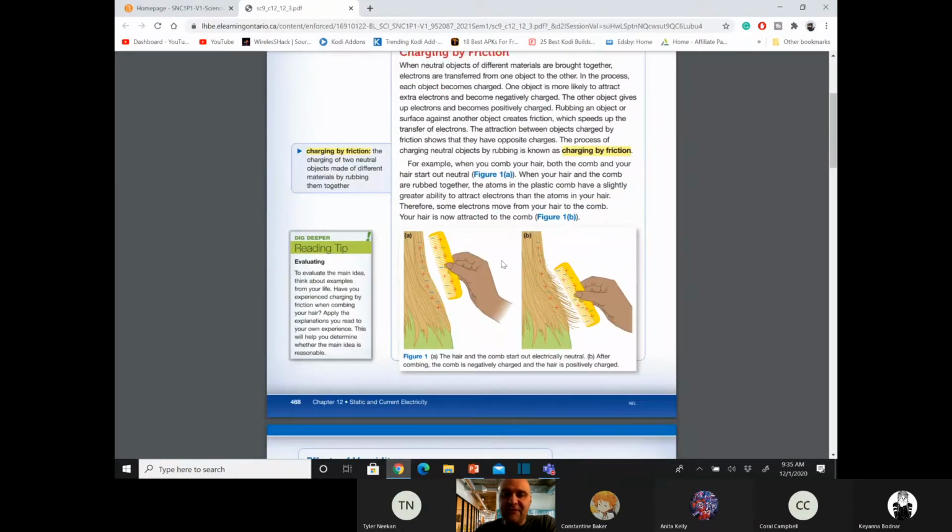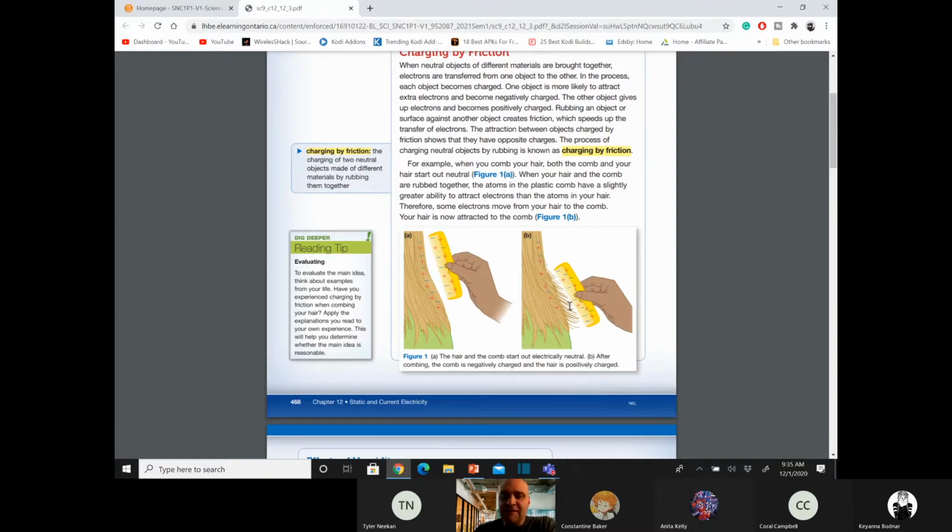The figure one's a good example here. So the hair is neutral and the comb is neutral. And when you start to comb them, the electrons are transferred to the comb. So you can see the comb becomes negatively charged and the hair becomes positively charged. And because they have different charges, you can see that the hair is now getting a little bit attracted to it.